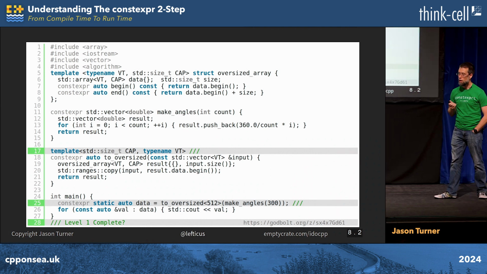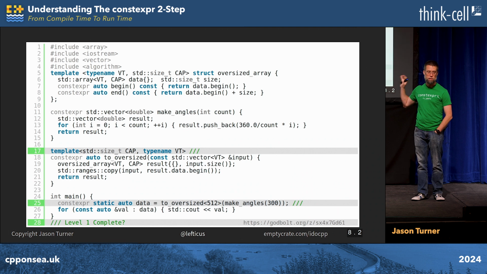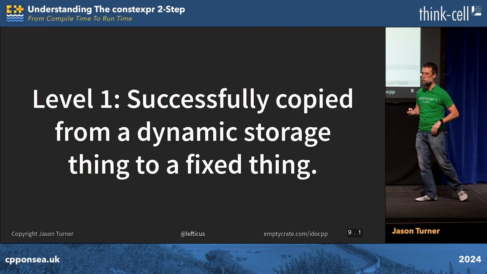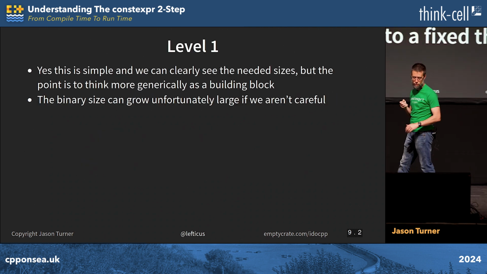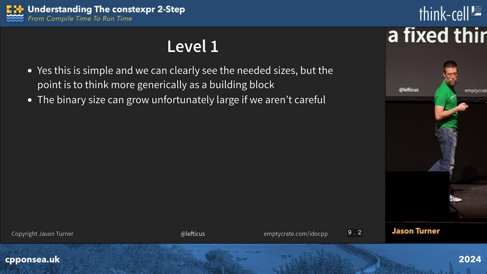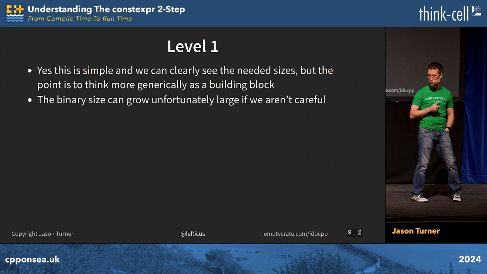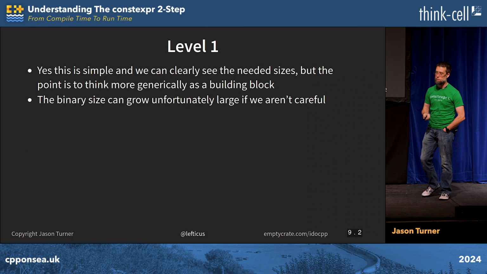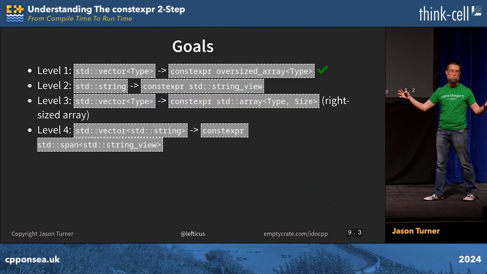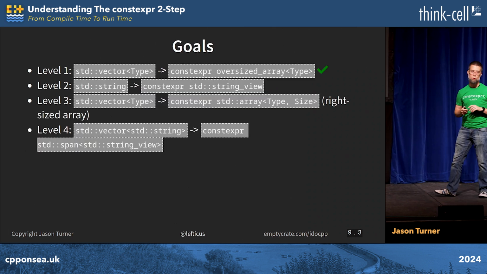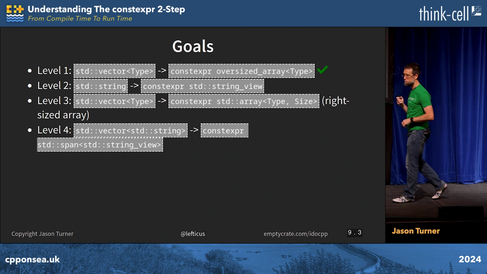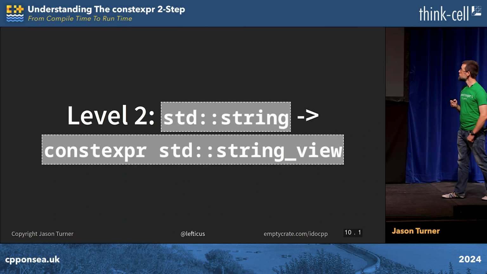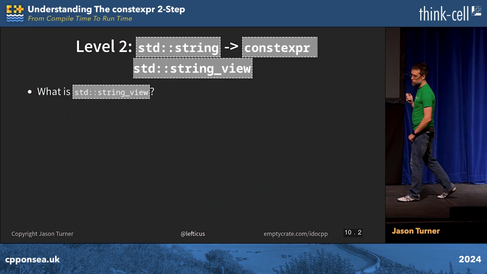Level 2. All right. Level 1, attempt 2. So this is a complete compilable example. We just saw it. Is it good? Okay. If you have questions, definitely stop me. All right, so level 1, we successfully copied from a dynamic storage thing to a fixed size thing. Yes, it is simple, and we could clearly see the needed sizes. Like I already said, I'm trying to get you to think more generically. And yes, we can unfortunately bloat the binary size if we're not careful. All right, so checkbox, level 1. Level 2, from string to constexpr string view.